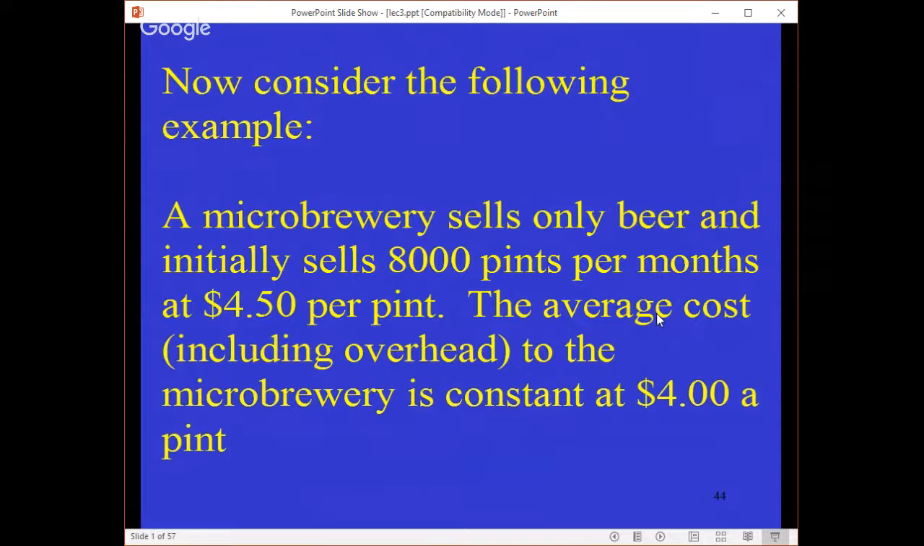Now, what I'd like to know is what the elasticity is, or the own price elasticity in this case, of this product. So what I'm going to do is raise the price to $4.95 a pint. And on the next slide, you're going to see that when I do that, my demand, or the amount that I sell, decreases from 8,000 to 7,600.